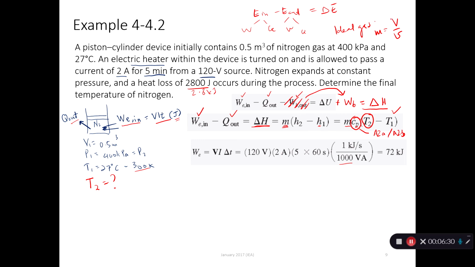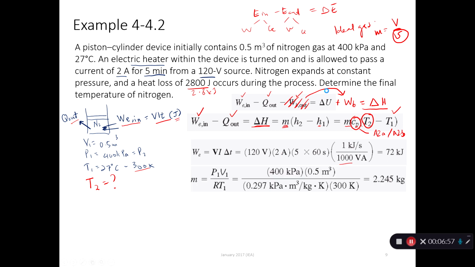This is not wrong. You can use this, but you will not find the specific volume of nitrogen. Okay, this equation can be used, but if you use this, then based on my experience, students will just take the specific volume of air or water even, which will be completely wrong. So remember, ideal gas, you have to use the ideal gas equation.